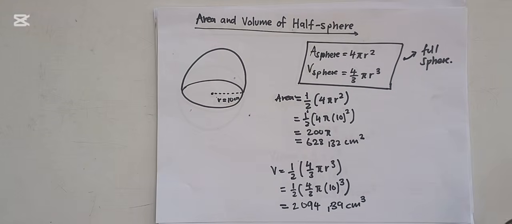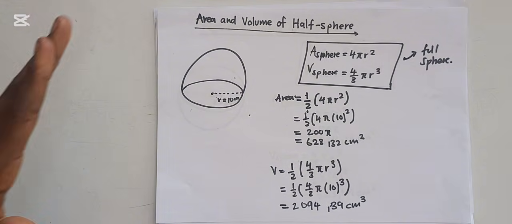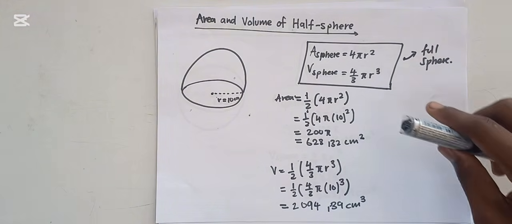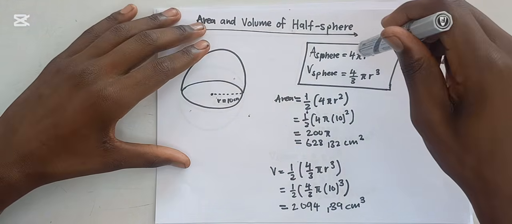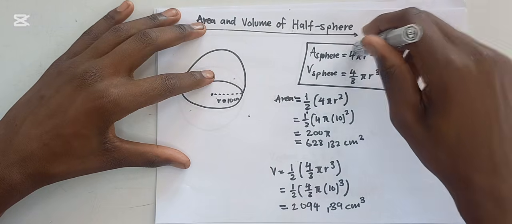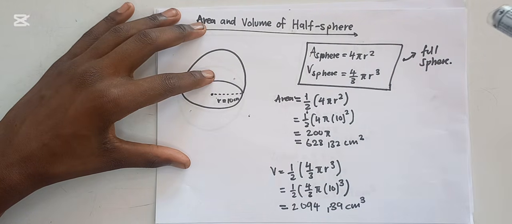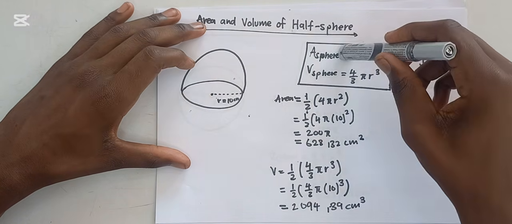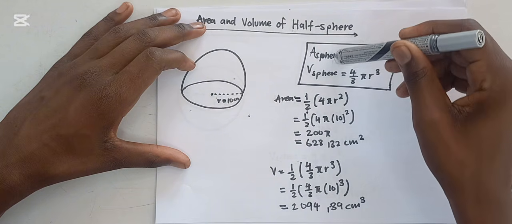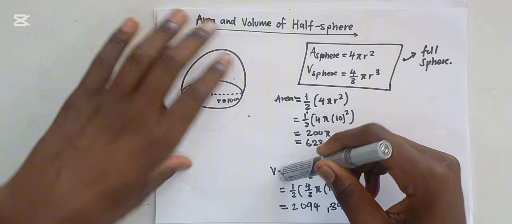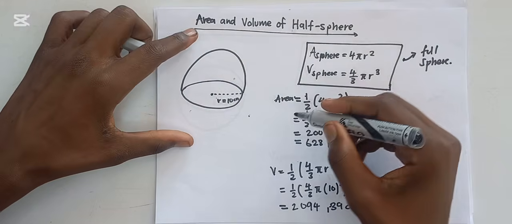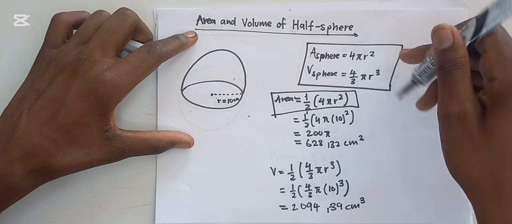So this is it for this video, guys. What I want you to take away when you have a half of a sphere is that the formulas you use in your exam, they're going to give you these formulas, but these formulas are for a full sphere. So in order for you to be able to use them, you just have to put a half here. They're not going to give you the area of a half sphere like this. They're going to give you it like this.